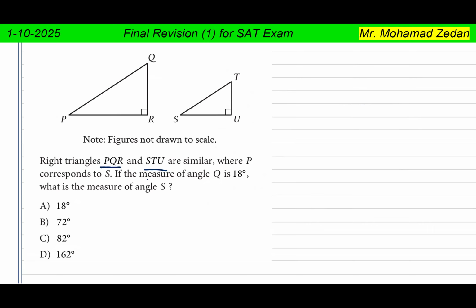The question now, here, normally when I say two triangles are similar, normally they write the triangles in correct order. Correct order, I mean angle B corresponding to angle S. If the measure of angle Q is 18, just Q is 18. Here Q is 18 degrees.